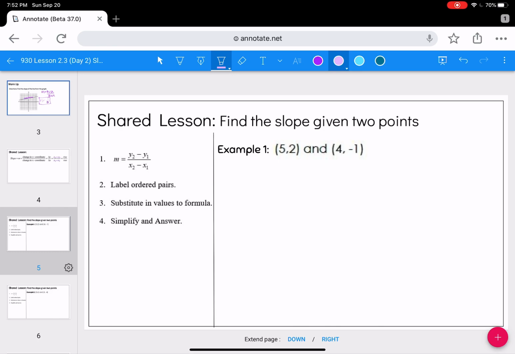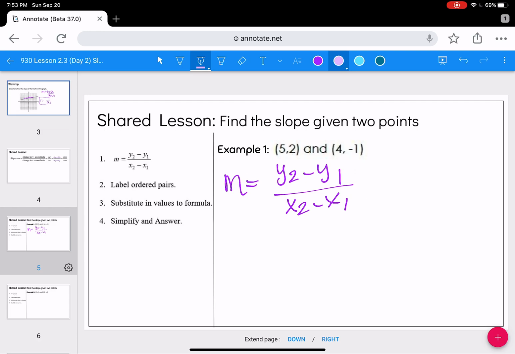So we're given 2 ordered pairs. We're given (5, 2) and (4, -1). Now, my slope formula that I'm going to be using is m is equal to y2 minus y1 over x2 minus x1. We're going to be using this formula to help us out here.